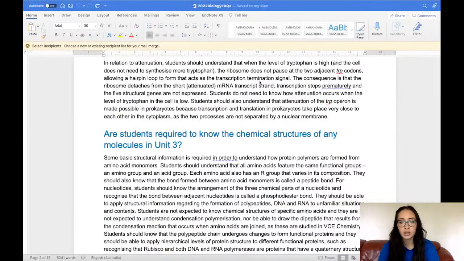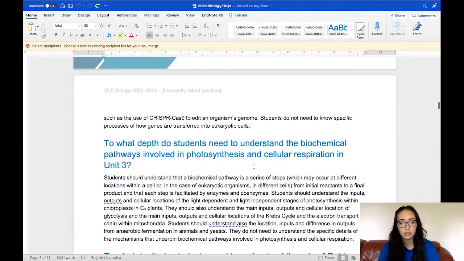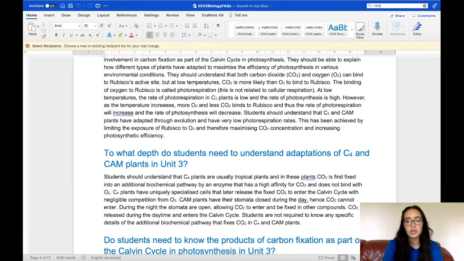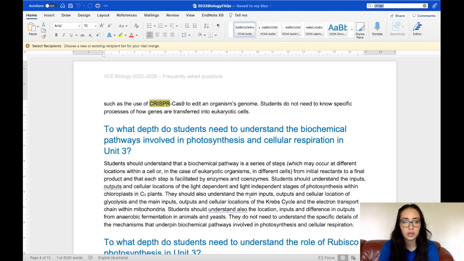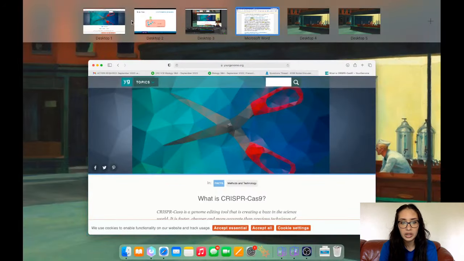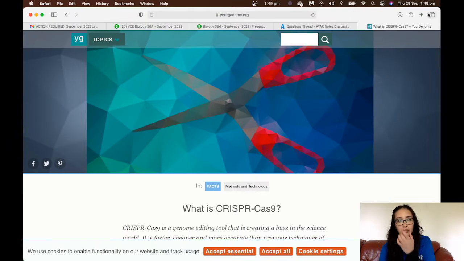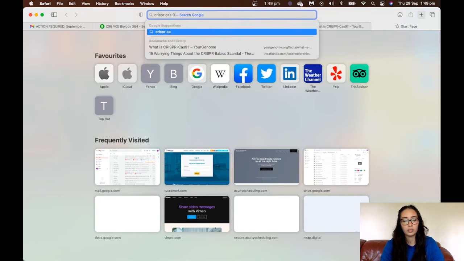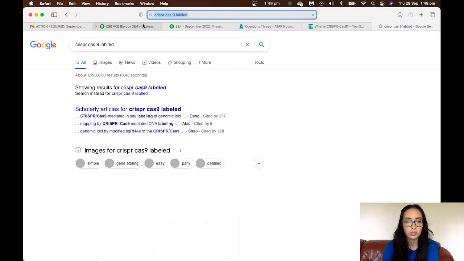And if we go to our document here, anything which is new to the study design, they provide a bit of info here. So here they talk about CRISPR, they talk about the PAM sequence. We need to understand that the PAM sequence is important in ensuring that we are only targeting virally infected, or non-native DNA or RNA. It's hard to explain that with a diagram. Let me try and get a diagram up.